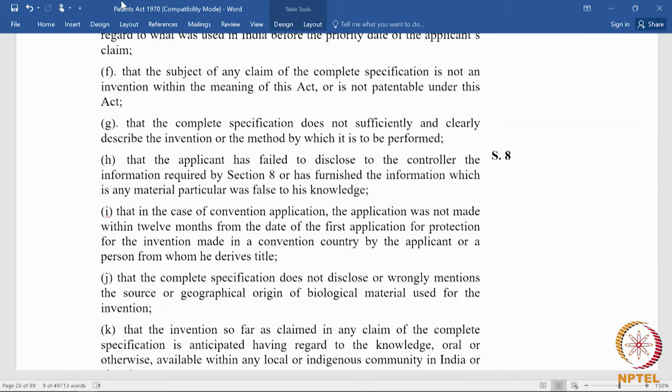We call this sufficiency in patent law. This ground is called sufficiency. Sufficiency is an internal ground. It has to be proved. It is a requirement that the specification has to satisfy.